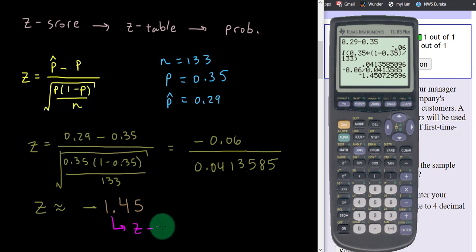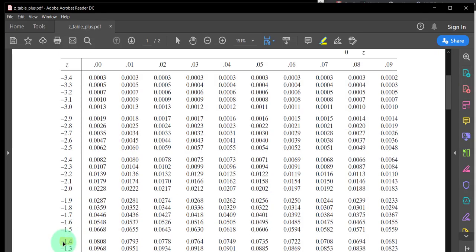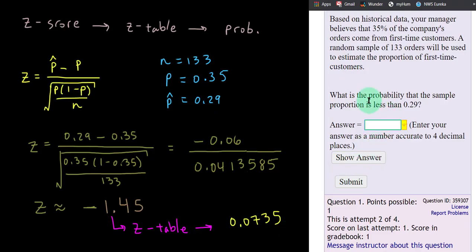Now let's take that to the z-table and extract the probability that we need. We want the row that says negative 1.4 and the column that says 0.05. And we want to find that probability that matches up with that row and that column. So we want to write down 0.0735.